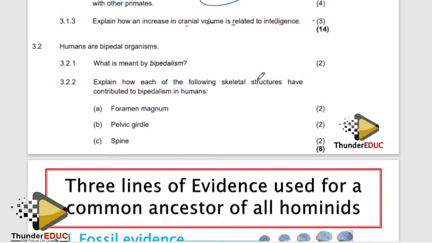Explain how each of the following skeletal features has contributed to bipedalism. Position of foramen magnum is in forward position to allow the spine to connect vertically. Pelvic girdle is short and wider to support the upper weight. S shape to allow flexibility of the organism. You see, it's a simple thing.